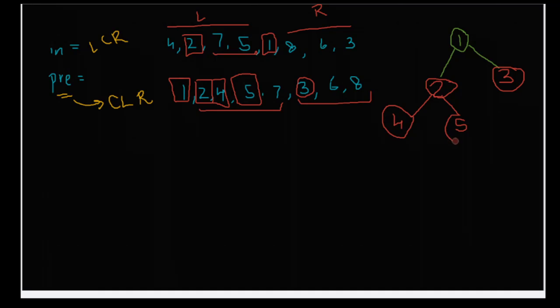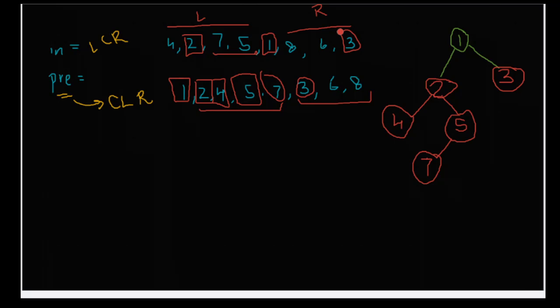Now 5 is the root, right? 7 comes to the left, so 7 comes in the left subtree. If 7 was on that side, towards the right, it would have been the right child. Okay, now all these elements are finished, 7, 5. Let's look at the right subtree. We have 6, 8, and 3 was our root.